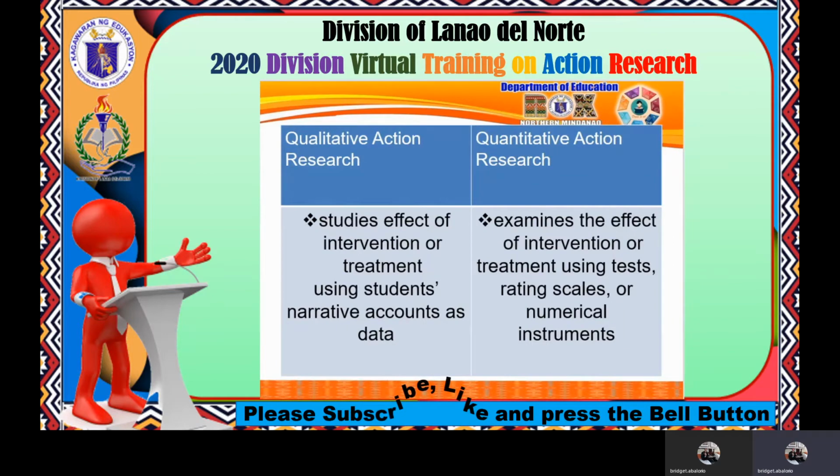Another difference between qualitative action research and quantitative action research is that qualitative action research studies the effect of intervention or treatment using the students' narrative accounts as data, while quantitative action research examines the effect of intervention or treatment using tests, rating scales, or numerical instruments. So examples of numerical instruments, as we all know, are after the test is given, aside from the scores, the item analysis, and then we also have the MPS, or the mean percentage score.